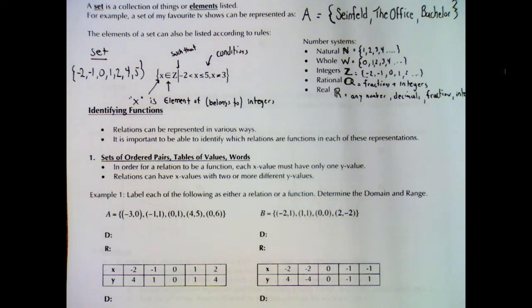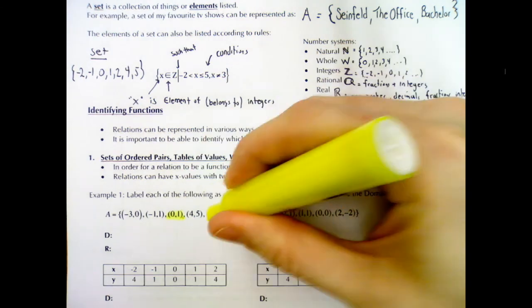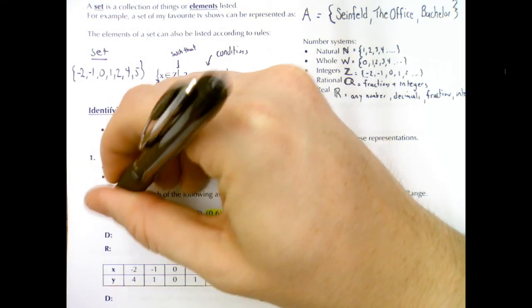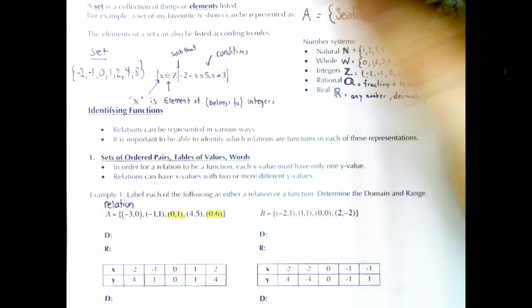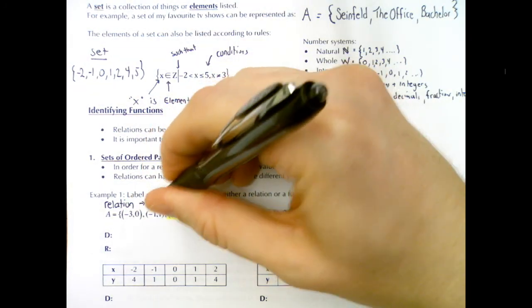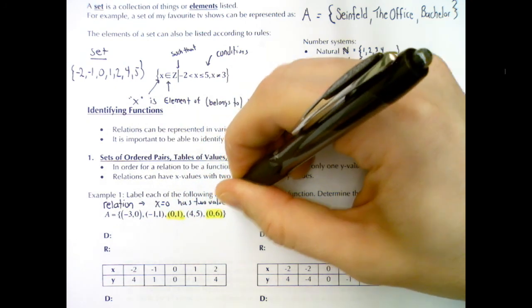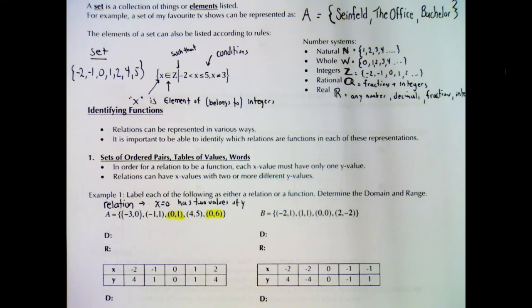And what we're doing is we're looking through this set to see if there's an x value that has more than one y value. And if we look right here, 0, 1, and 0, 6. This set is a relation. And the reason is because x equals 0 has 2 values of y, 1 and 6. In this relationship, 0 can equal 1 or 6. So it's not a function, it's a relation.